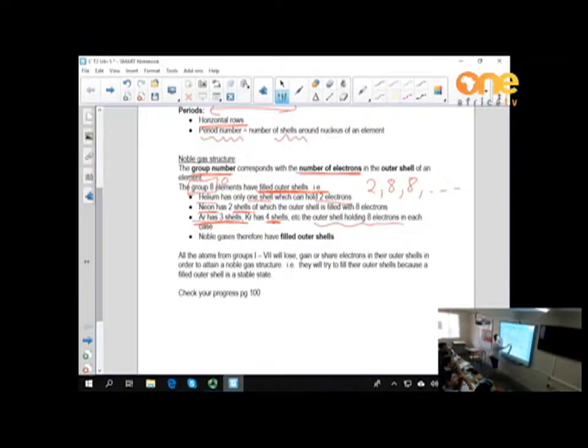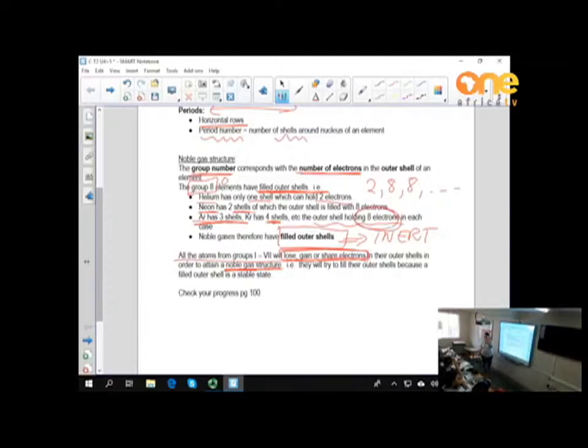All right. The outer shell holding 8 electrons. Noble gases, therefore, have filled outer shells. Therefore, they are inert. What does that mean? They don't want to react. All right. All the atoms from groups 1 to 7 will lose, gain, or share electrons in their outer shells, in order to attain a so-called noble gas structure. What's the noble gas structure? 8 electrons in the outermost shell.